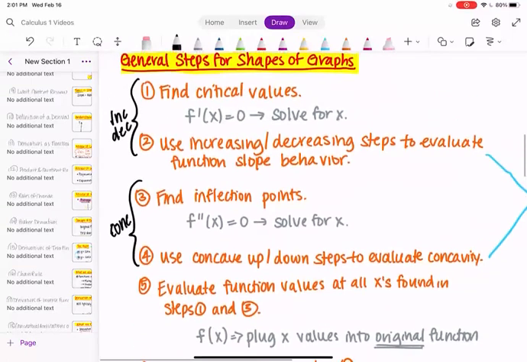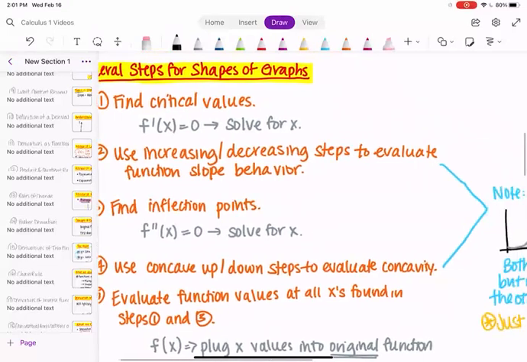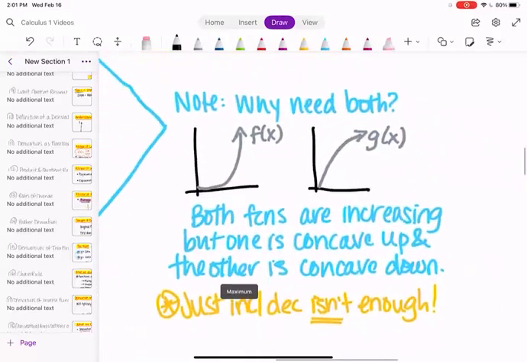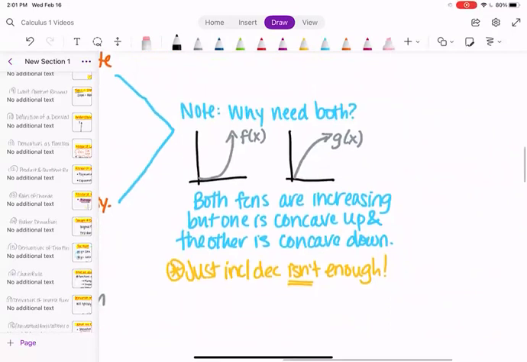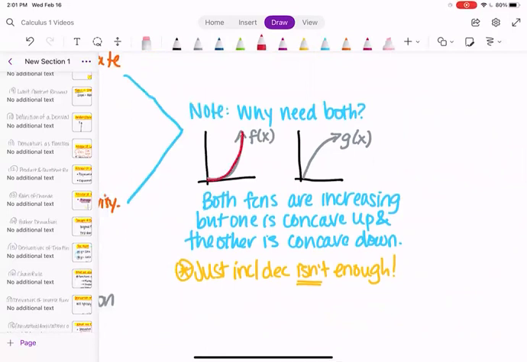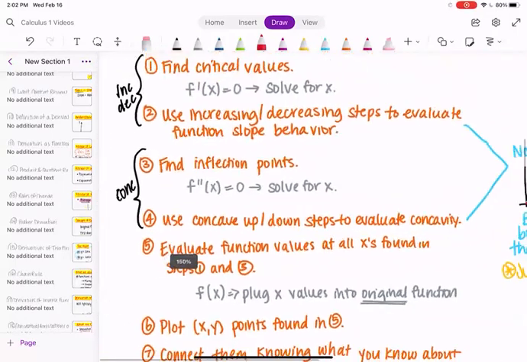So the question becomes, why do I need both of these? If I have increasing and decreasing, why can't I build a function just based on that? Why do I need concavity as well? That's what is shown in these models. Both of these functions are increasing, but this one here is concave up, and this one is concave down. So even though they're both increasing, the shape of the graph is very different. That's why having just one of those isn't enough. You need both of them.